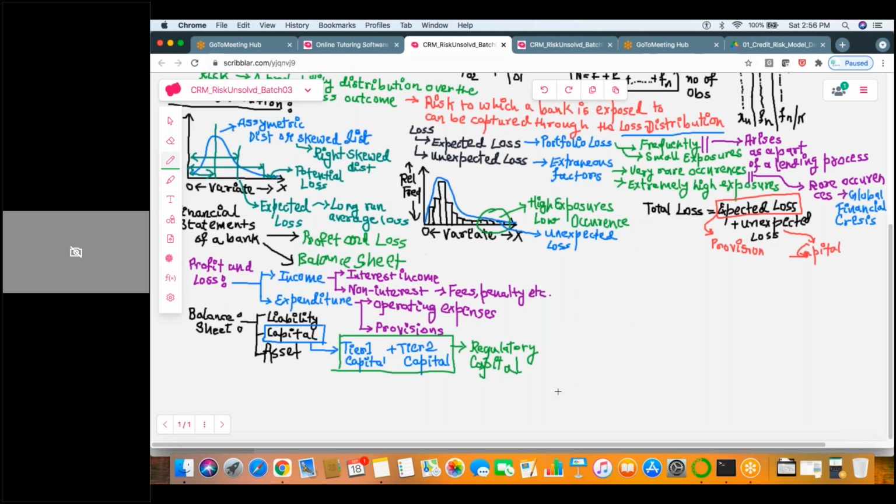So what we'll do is look at a flow diagram, an accounting equation and identity flow, and from there we'll try to understand the relationship between this capital and the provisions, and how the provisions go on to impact the capital. That's the part that we are trying to capture.